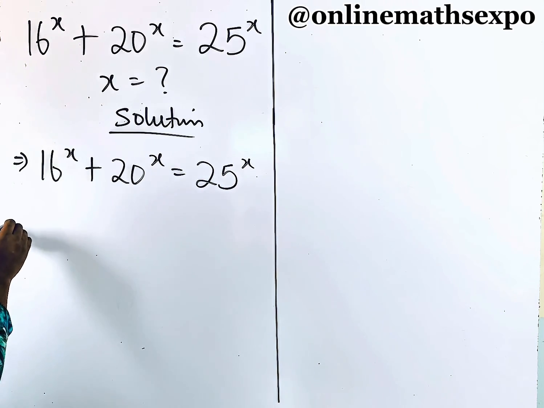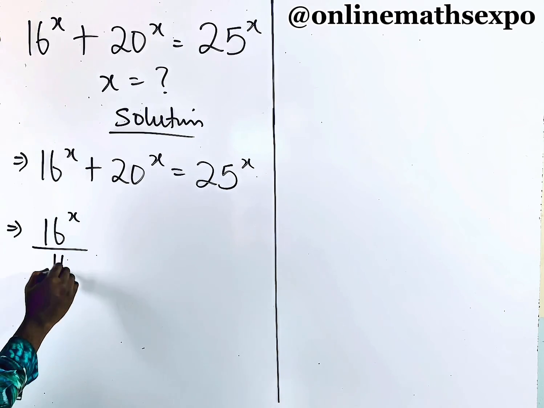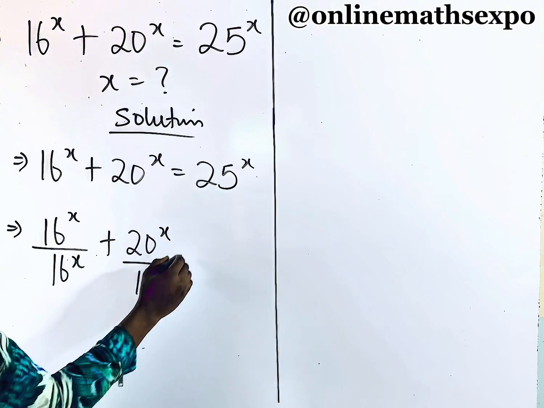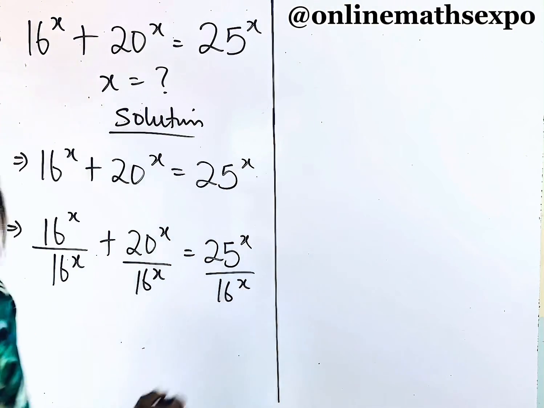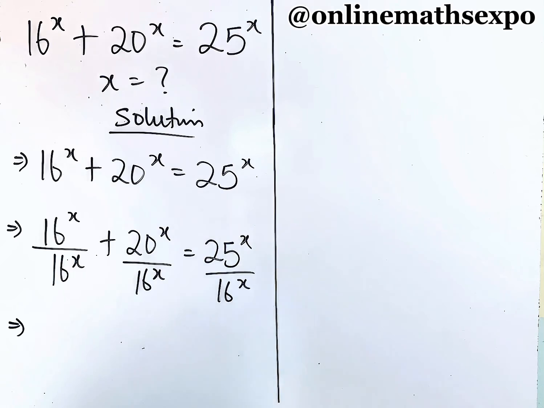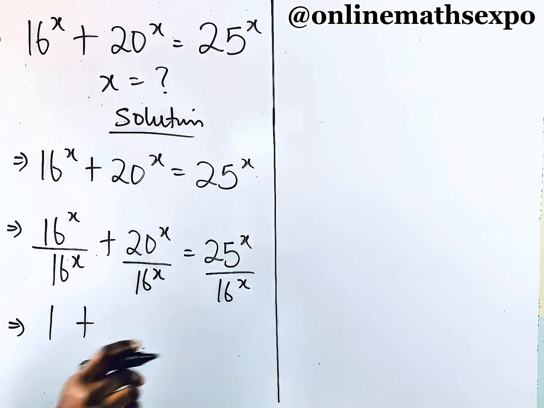So to do that, we are going to have 16 to the power of x, I'm dividing with this, plus 20 to the power of x divided by this is equal to 25 to the power of x divided by this. Now, just remember that when you divide a number by itself, it's always 1. So you have 1 plus.